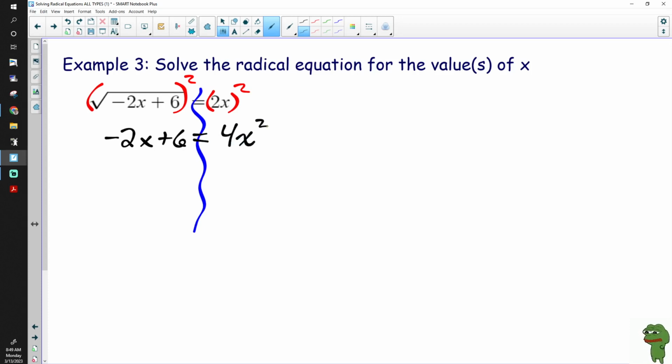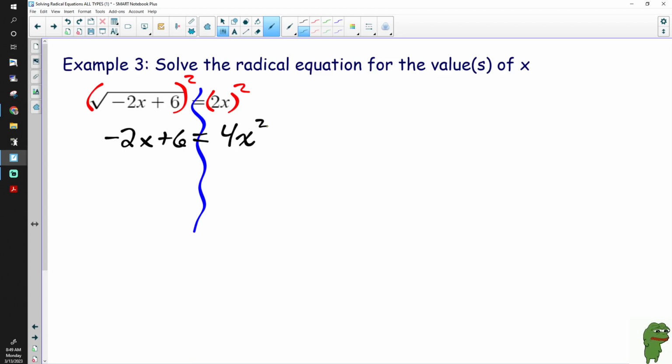What do you think a lot of people will write instead of 4x squared? They'll just write 2x squared. They forget to square the front number too. Remember, 2x in parentheses to the power of 2 means 2x times another 2x. So it becomes 4x squared.